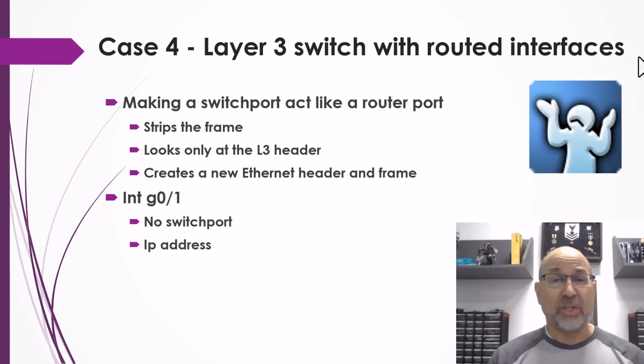Now the configuration is pretty straightforward. We're just going to do a no switchport, in effect turning off all of the switching for that particular port, and then giving it an IP address. Now, while we're talking about this, we're going to add in this idea of EtherChannel.